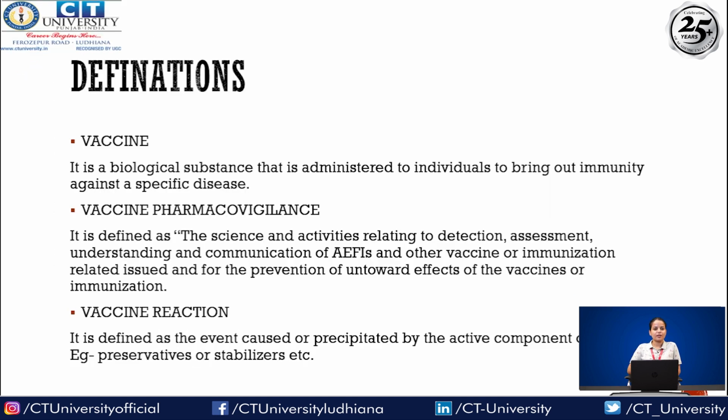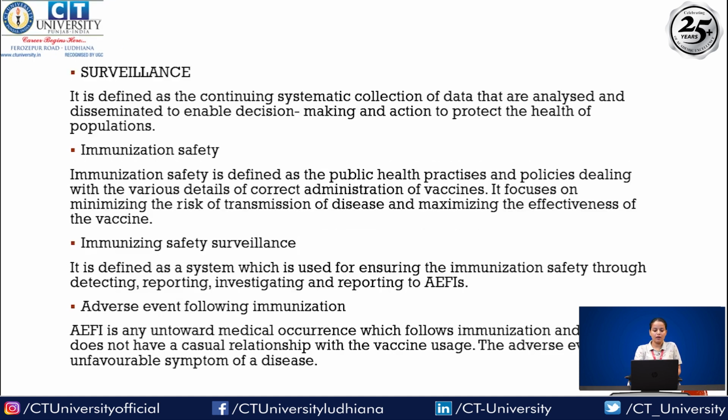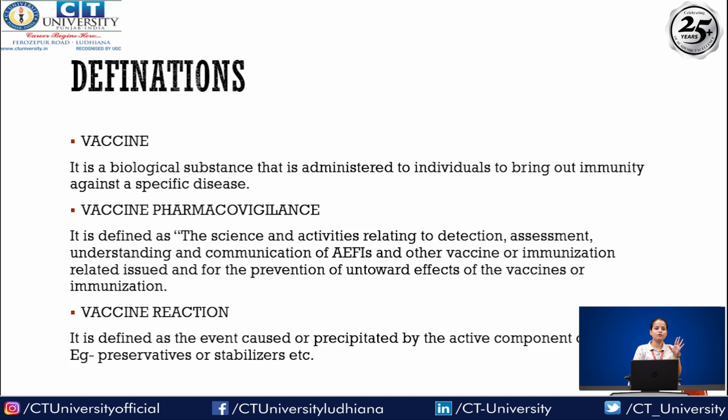So let's get started. First of all, before going deep into the topic, we should know certain definitions and basics, like what is vaccine pharmacovigilance, what is vaccine reaction, what is surveillance, what is immunization safety. So first of all, what is vaccine? A vaccine is a biological substance that is administered to an individual to bring out immunity against a specific disease. Like in previous years, when COVID came into existence, there was a vaccine called Covishield, which we used against COVID.